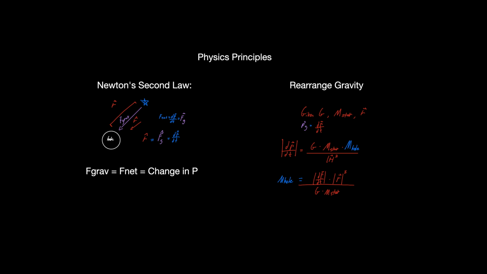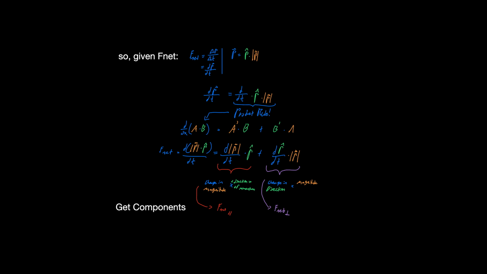To begin principles-wise, our net force in this case is equal to the force of gravity, and the direction of that force is the same as the force of gravity on the star. So in that case, our force of gravity is equal to our change in momentum. We can rearrange our gravity equation to solve for the mass of our object.